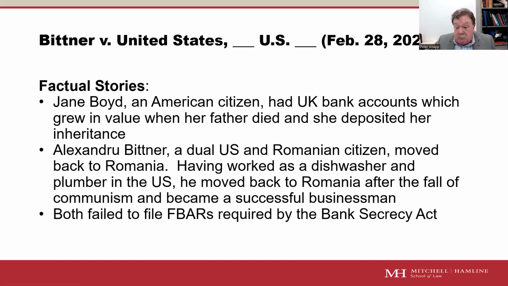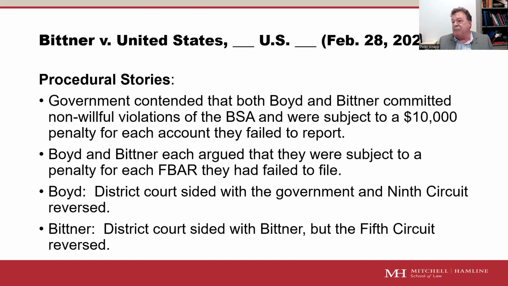They were supposed to because they held certain sums in these foreign bank accounts. They didn't, and the federal government catches wind of that and tells them, you've got some filings you need to make. And that starts the procedural story that is also part of the case. Government contended that both Boyd and Bittner had committed non-willful violations of the Bank Secrecy Act, and they were subject to a $10,000 penalty for each account they'd failed to report.